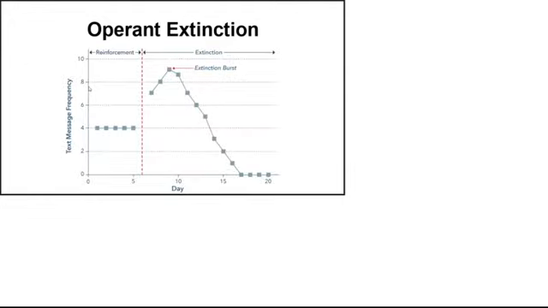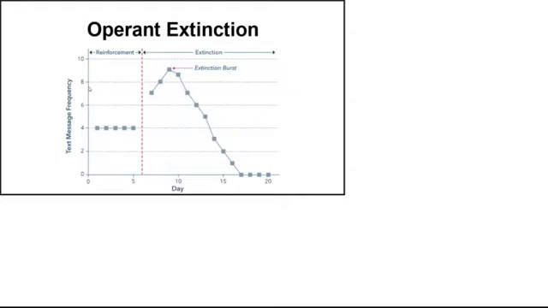This looks very similar to what we saw with our classical conditioning extinction, except here along the bottom we have time, but this time it's in days instead of trials. That's just because this is from an example looking at text messaging. This is a situation where someone was sending texts to a friend and the friend would respond fairly quickly. So during the reinforcement period, you text your friend, they text you back. During the extinction period, you send your friend a text and they don't respond.